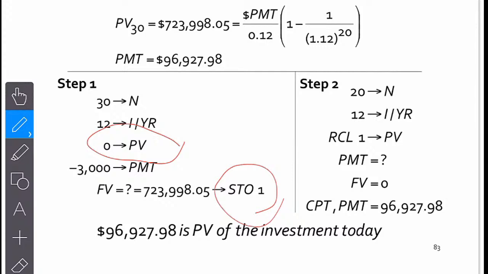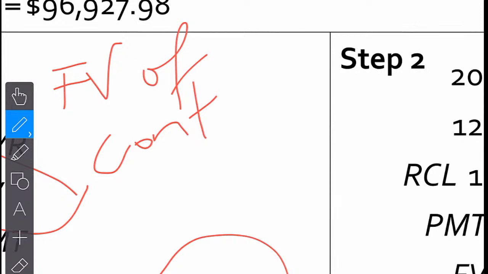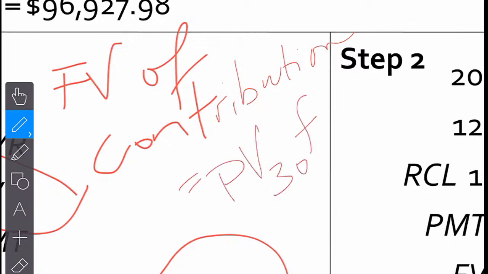Well, the future value of these amounts, so the future value of contribution is the same as the present value at time 30 of the fund. Okay, so I'm going to make these contributions and then I'm going to accumulate a fund from which to draw money.